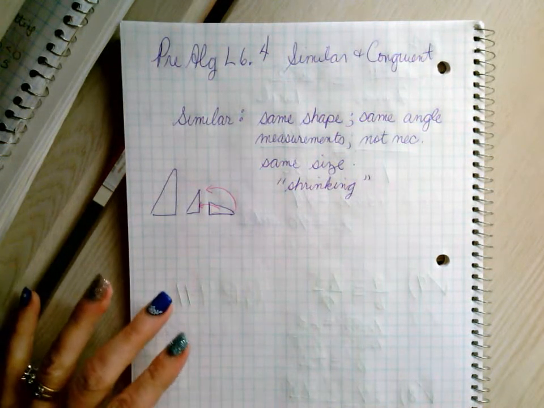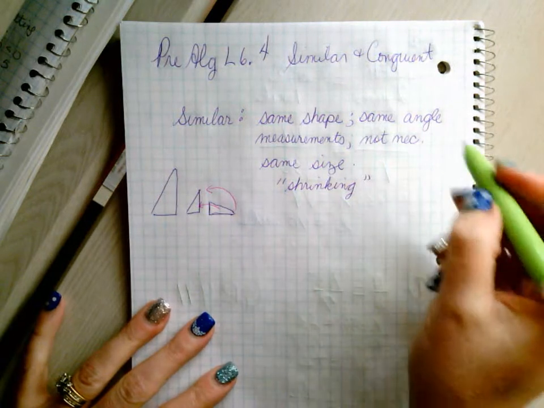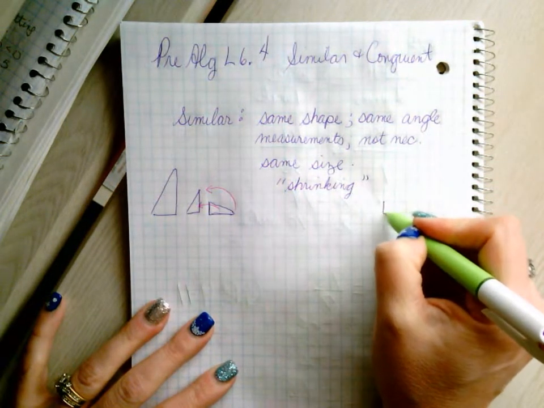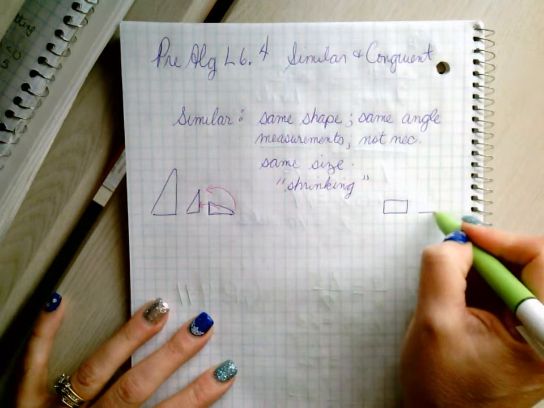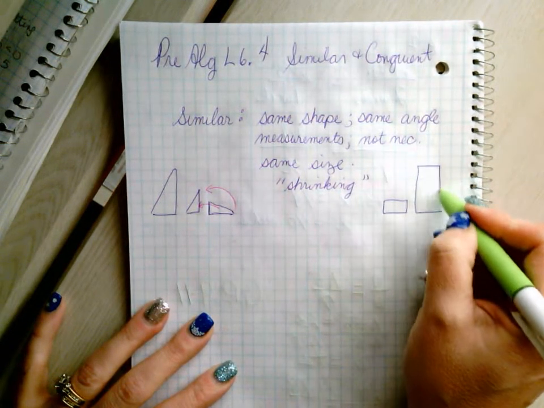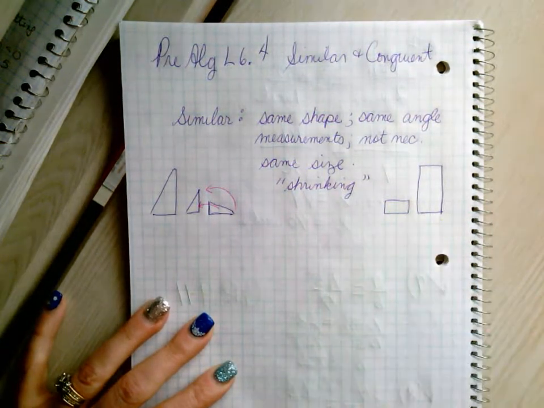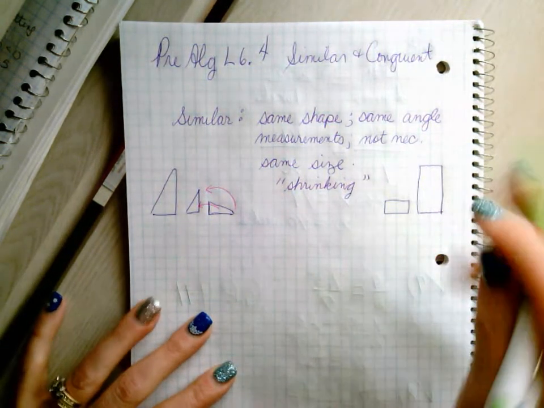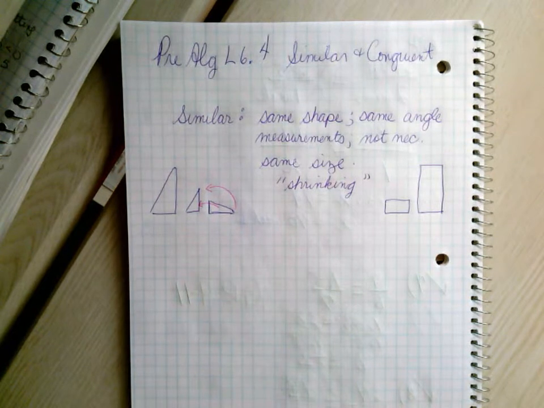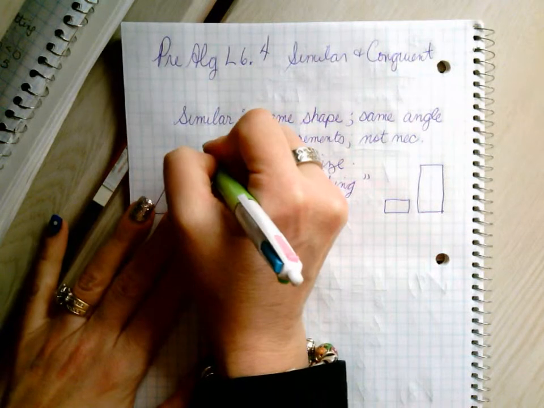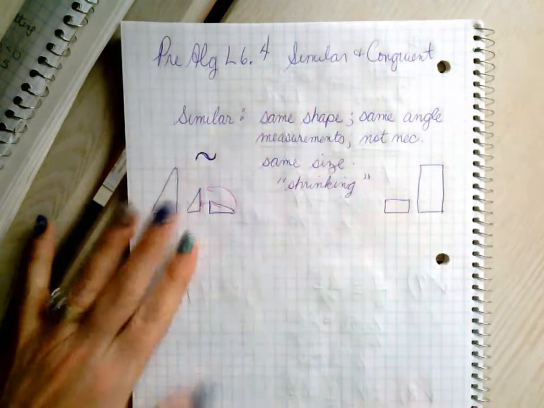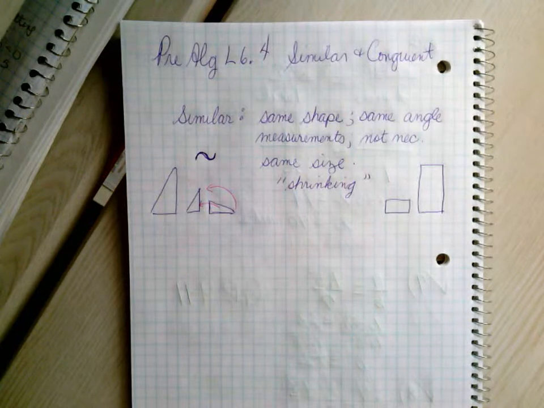Or maybe a rectangle, if I wanted to draw a rectangle. I've got this little guy here and that guy there. I twisted this one and blew it up or shrank it down, okay? That's what similar means. There is a sign that is oftentimes used, and that sign is this wavy line. Okay? That means similar. Okay?